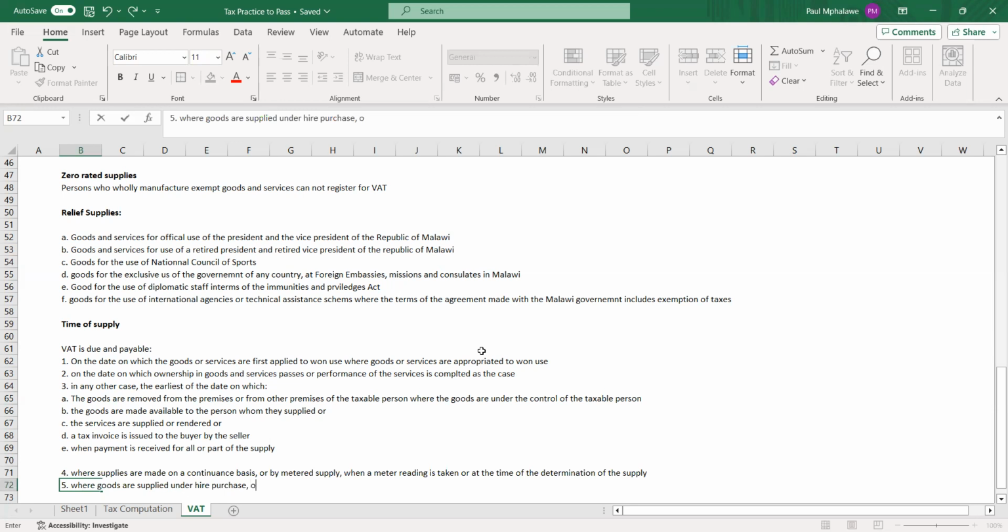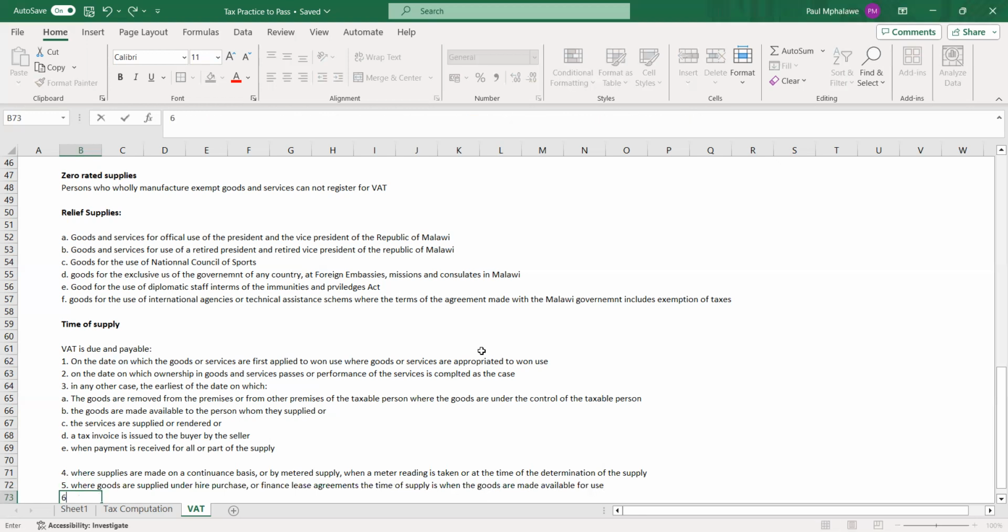Or finance lease agreements, on the date goods are made available. So the time of supply is when the supply or the goods are made available for use.